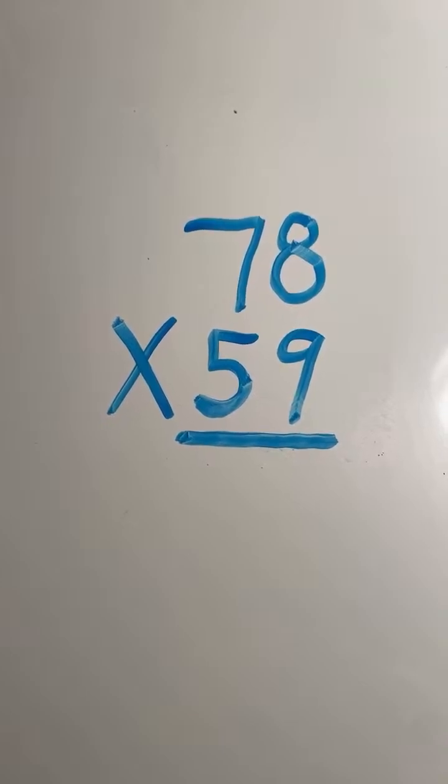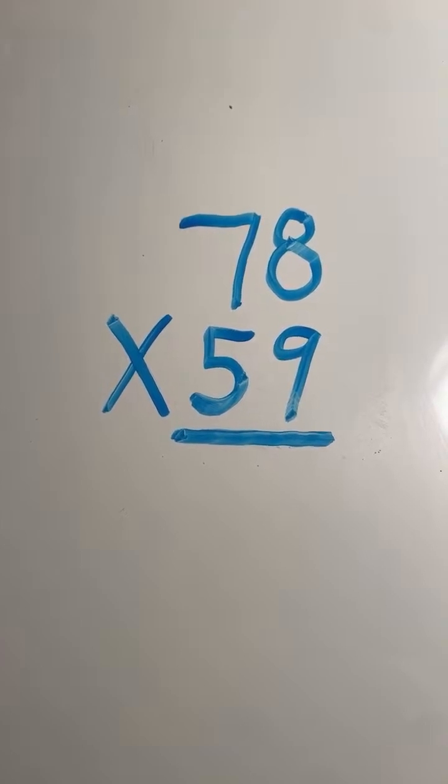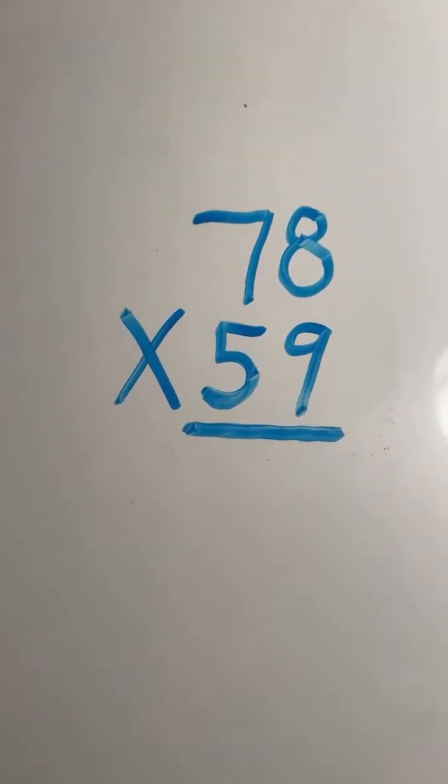So this video is going to be a review of 2-digit by 2-digit multiplication. 78 times 59 is our first example problem, and I'm going to go through step by step how to solve that problem.